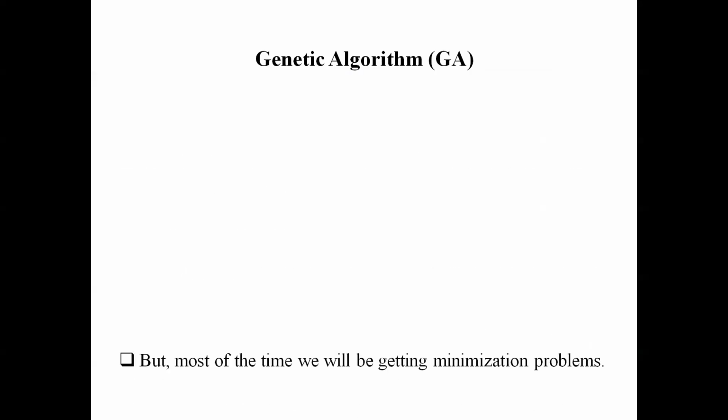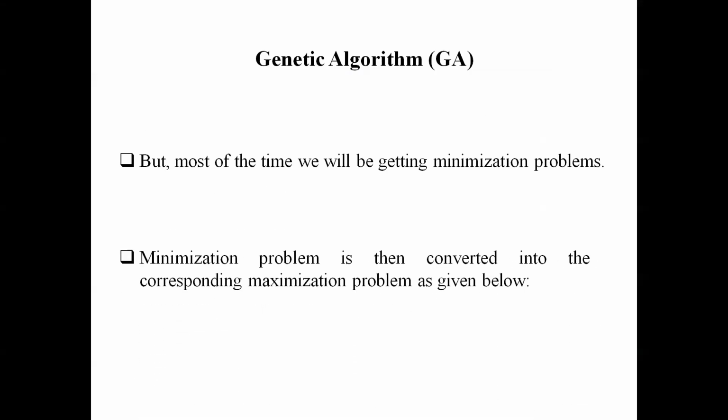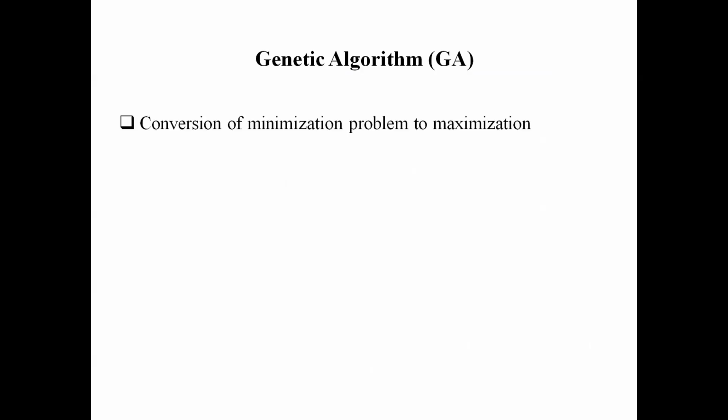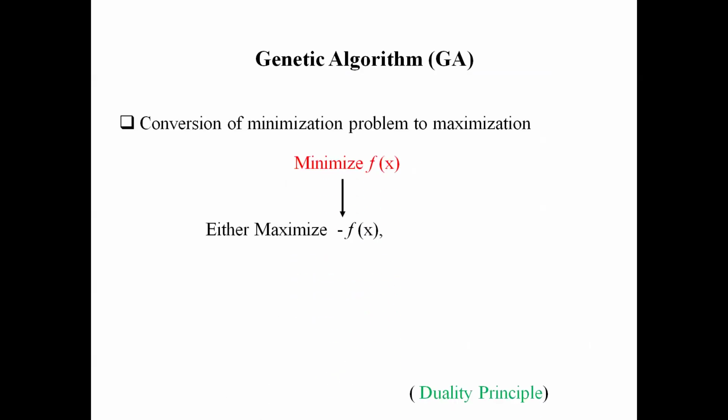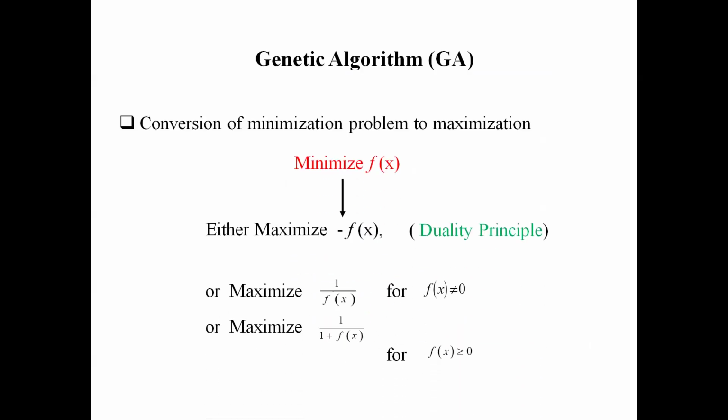problems using genetic algorithm. Now, most of the time, we may get a minimization problem, so what we can do is convert this minimization problem to a corresponding maximization problem with the help of some methods like this. So we can convert the problem that you have in hand to a maximization problem by using some principles like this.